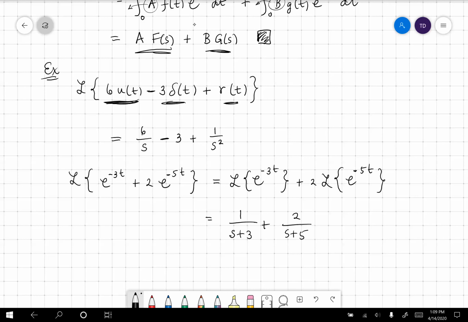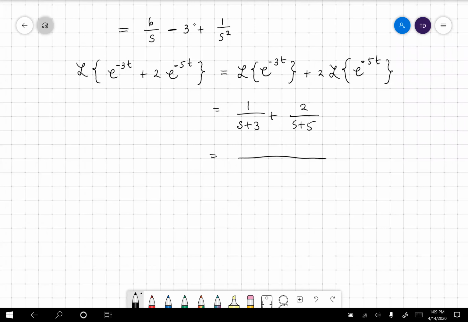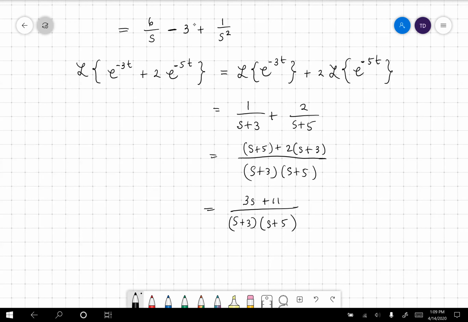Typically, we'd like a common denominator. You'll see why later. So this is going to be s plus 5 plus 2 times s plus 3, all divided by s plus 3, s plus 5, which is equal to 3s plus 11 divided by that, and just leave this in factored form in the denominator. We generally like it in factored form. Okay, so that's using the property of linearity.